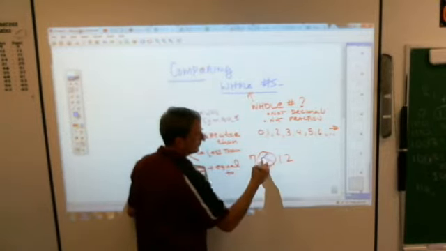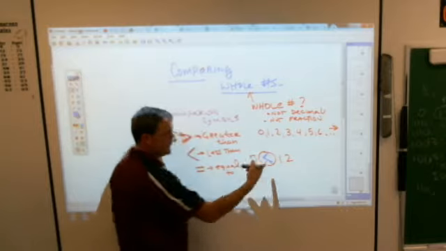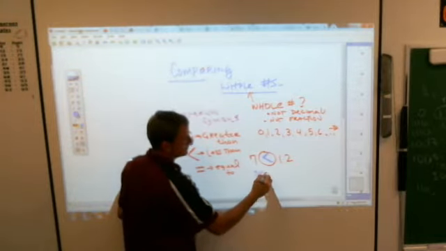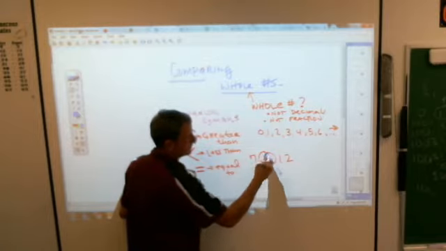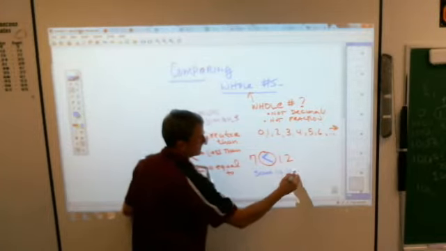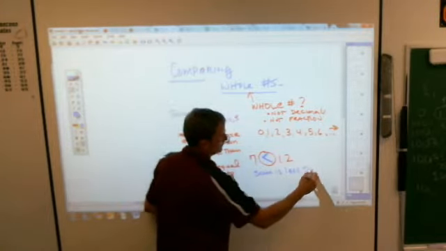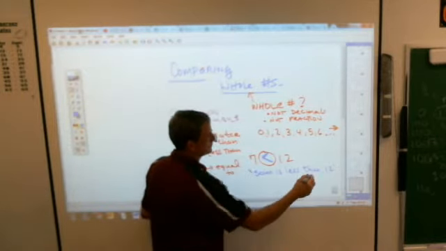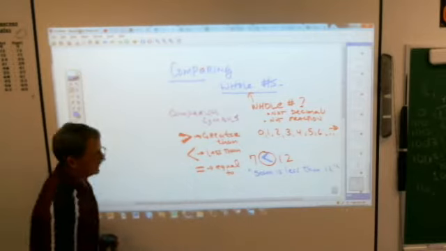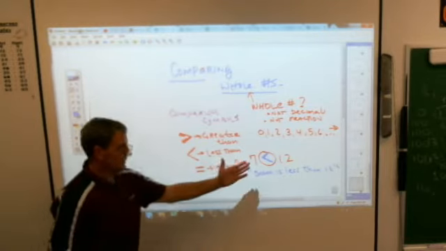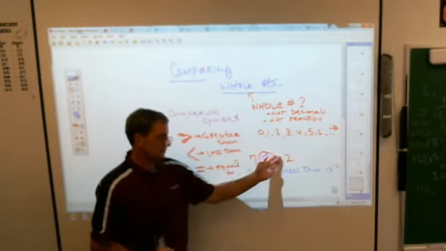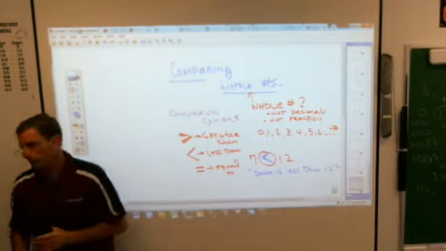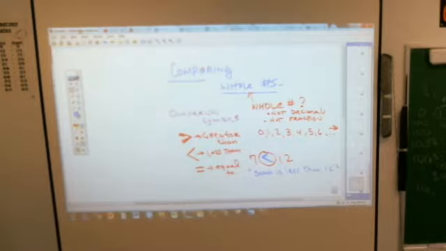But you always, always, always start from left to right and read the problem as it is here. See, 7 is less than 12. This has to be the less than sign. The alligator's eating the bigger number, so 7 is less than 12. You have to read it from left to right, just like you were reading a book.